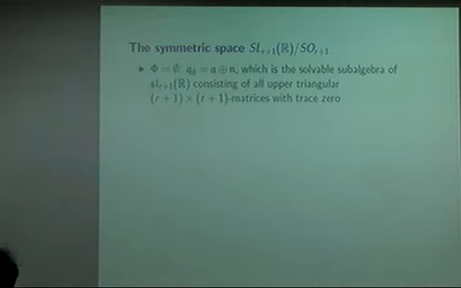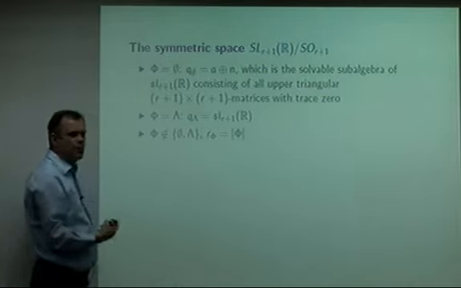It's the A plus N in an Iwasawa decomposition. This is the solvable subalgebra. It's the smallest solvable subalgebra you can get in this way, I mean, the smallest parabolic subalgebra you can get. So these are all upper triangular R plus 1 times R plus 1 matrices with trace 0. That's the choice phi equal to the empty set. The other extreme choice, if we choose phi equal to the entire set, what we get in this case is the entire algebra SL(R plus 1). So what's really interesting is if we are not in these two extreme cases, so we have a proper subset.